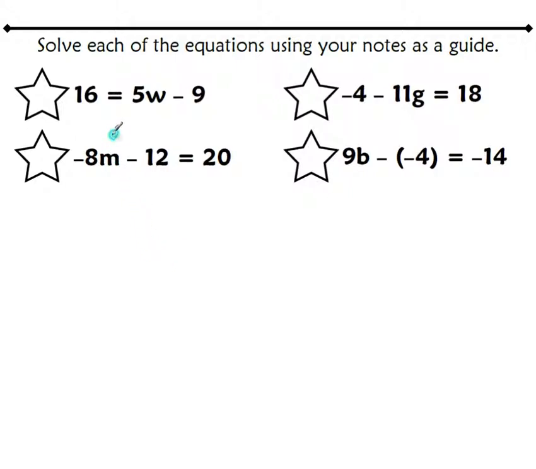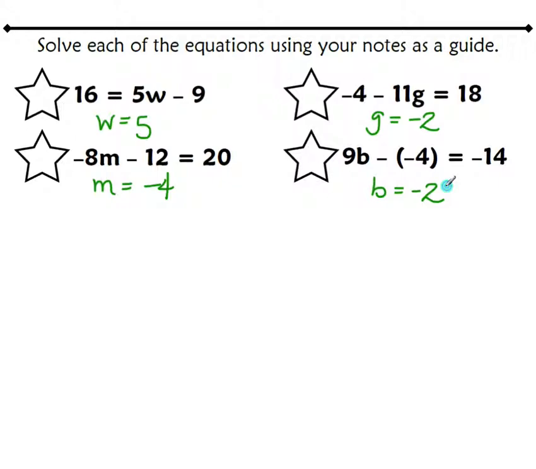Okay, so the first equation, if you had 16 equals 5w minus 9, the value for w is 5. On the next one, negative 8m minus 12 equals 20. So in solving for m, you get m equals negative 4. And the next one, negative 4 minus 11g. So we should have gotten a value of g to be negative 2. And lastly, the value of b is also negative 2.